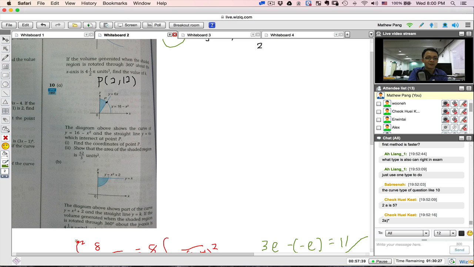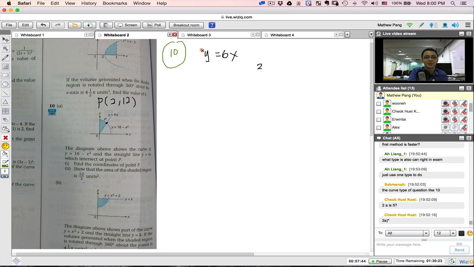Yes. Then for B. Okay, let me just erase more thing here. We want to find the shaded region. Then you have to think how actually you can find the shaded region. So, if I find a shaded region, I will find this way.